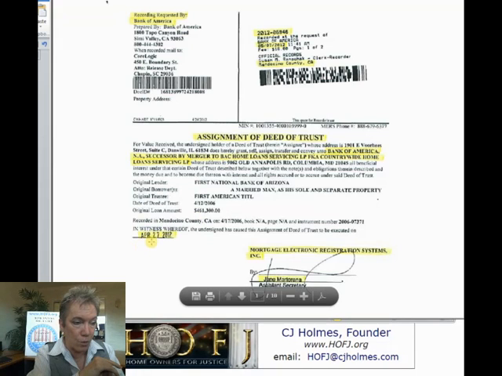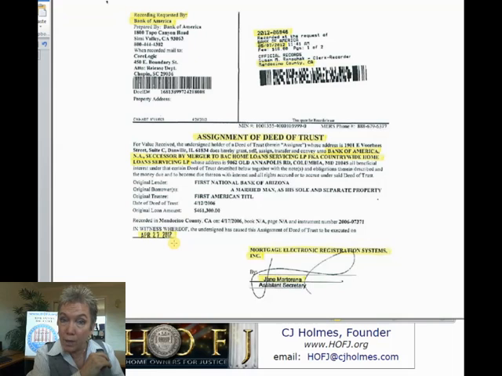And then you see when this was dated. This is why I've highlighted it. April 27. Is that after April 4? Yes. Violates the consent judgment.